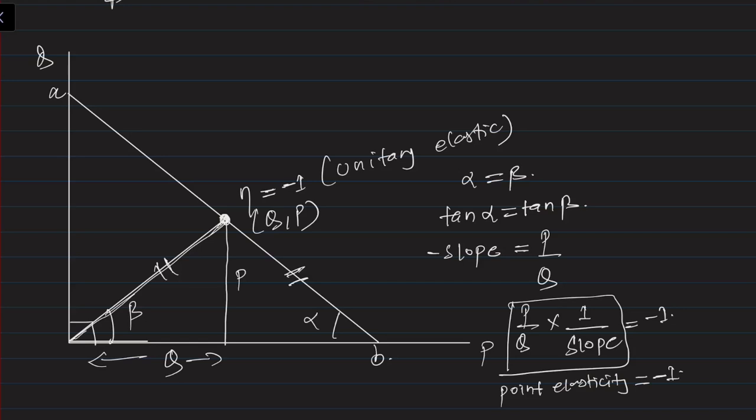So you can see that elasticity is -1, okay, or the demand is unitary elastic. Now what about the points above the midpoint? So let's take a point here. Let's call it (Q, P) again.